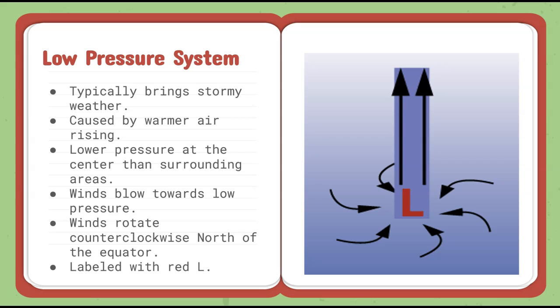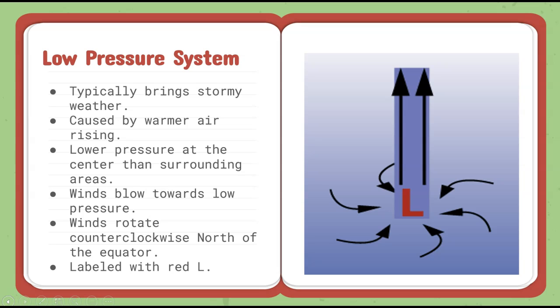Lower pressure is at the center of that area where the warm air is rising. Winds blow towards low pressure, so they blow inwards towards the low pressure center, towards the warm air rising. The winds rotate counterclockwise in North America. So they spin counterclockwise, or I guess you could say to the right, depending on your perspective. They do curve slightly in the northern hemisphere. And low pressure systems are labeled with a red capital L on weather maps.